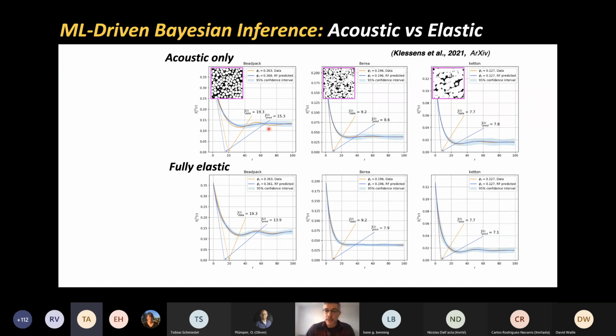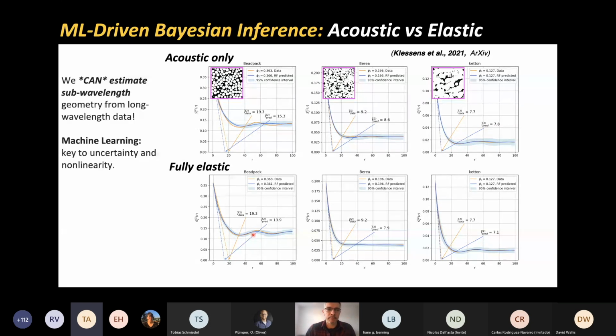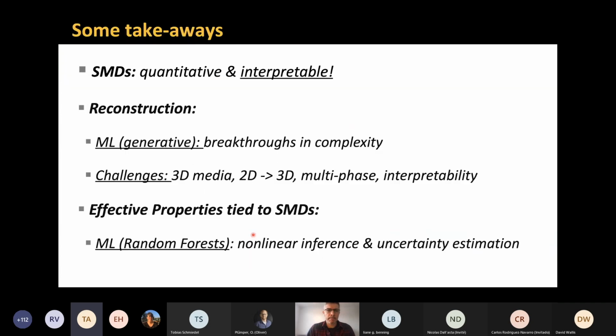Now, if you go back and think about our reconstruction problem, this means that if we could solve the reconstruction problem from this, we could take long wavelength elastic waves and predict a version of the sample that corresponds to the microstructure descriptors. This is the direction where we're going. So this means that we can estimate sub-wavelength geometry from long wavelength data. And this is key to uncertainty on nonlinearity. This is why we need machine learning for this problem.